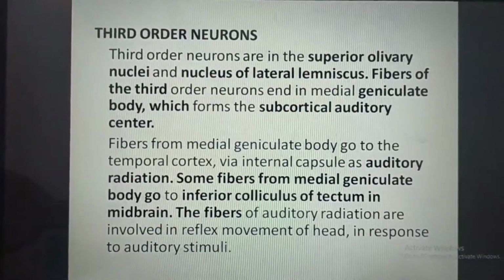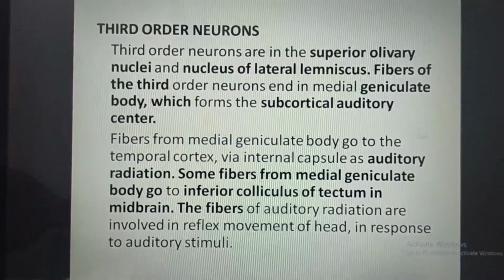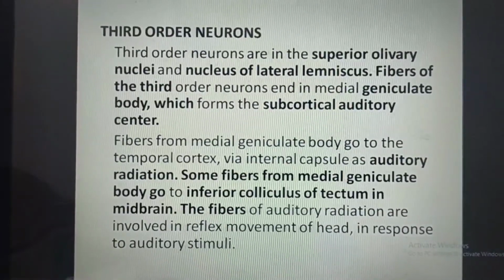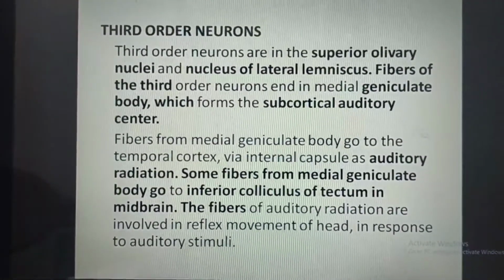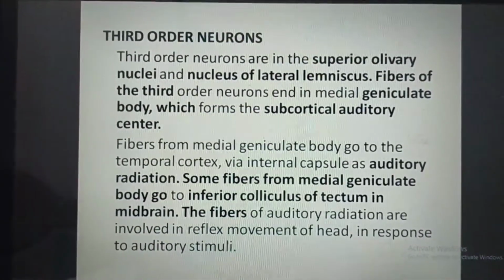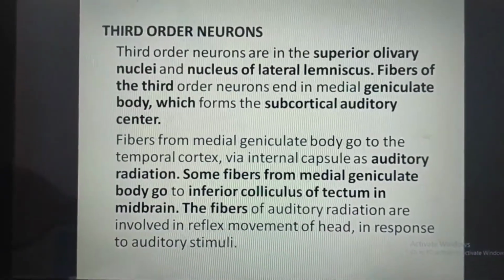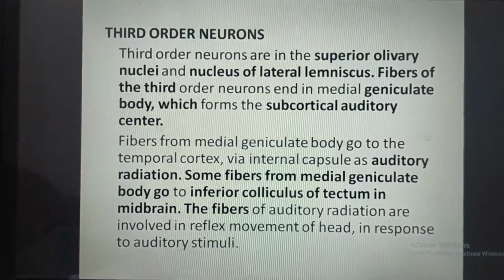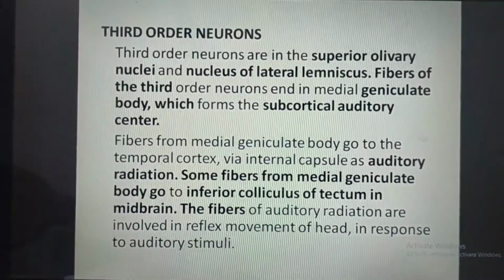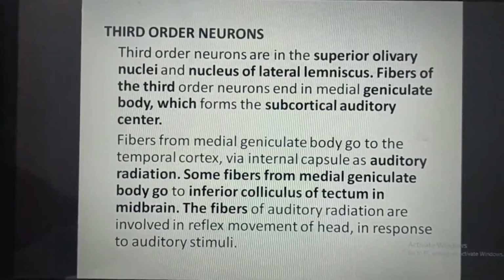Third order neurons. The third order neurons are the superior olivary nuclei and the nucleus of the lateral lemniscus. Fibers of the third order neurons end in the medial geniculate body, which forms the subcortical auditory center. Fibers from the medial geniculate body go to the temporal cortex via the internal capsule as auditory radiation. Some fibers from the medial geniculate body go to the inferior colliculus of the tectum in the midbrain. The fibers of auditory radiation are involved in reflex movement of the head in response to auditory stimuli.